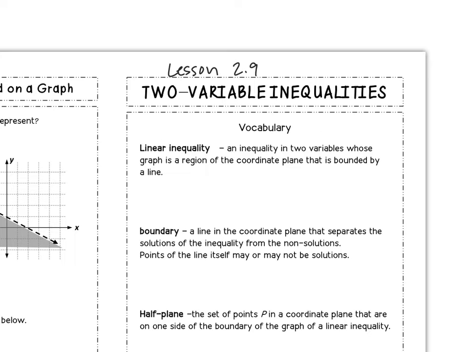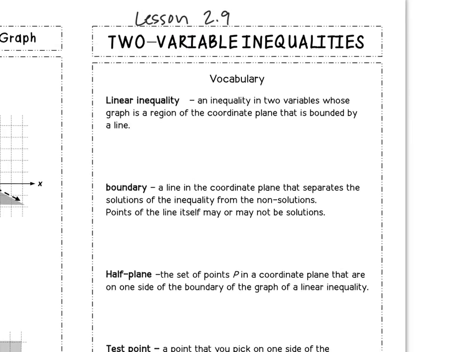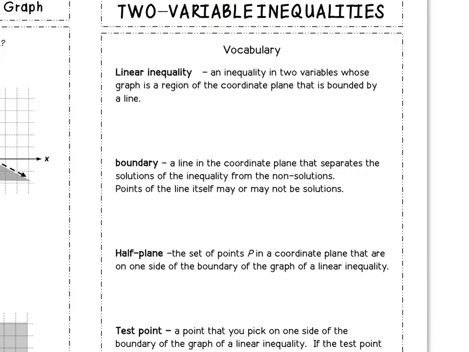So back to linear inequality, it's when we have two variables whose graph is a region of the coordinate plane that is bounded by a line. So you'll see what that looks like in just a few moments. The boundary is the line itself. So when you draw the graph, that line that you graph is the boundary.